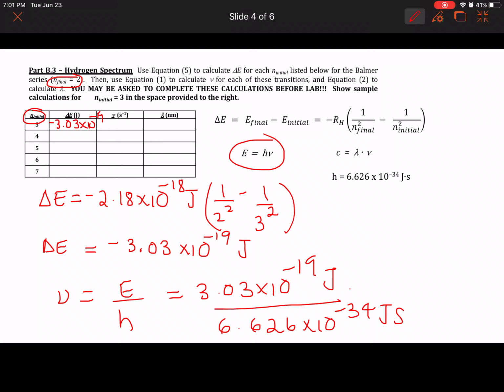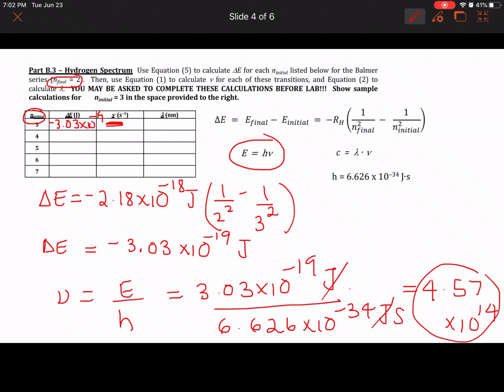So if I take the number that I got earlier and divide it by the Planck constant, 6.626 into 10 to the negative 34, that is 4.57 into 10 to the 14. So you're going to write that number, 4.57 into 10 to the 14 per second, in this place over here. Frequency. So nu is going to be this number. You will write it in the space that says frequency.